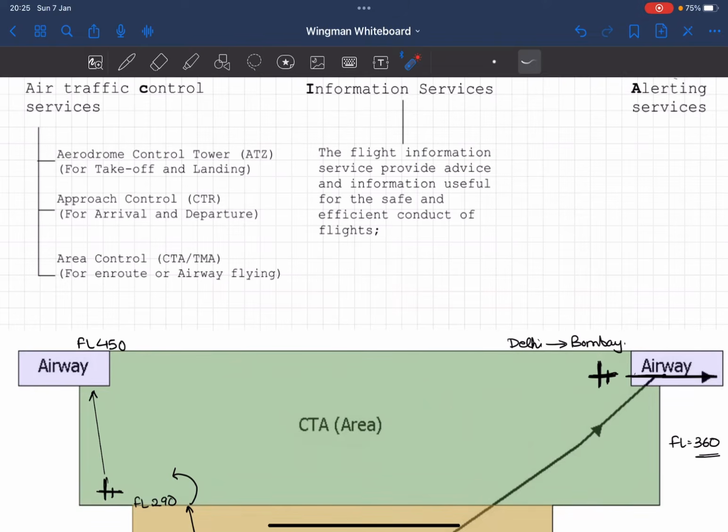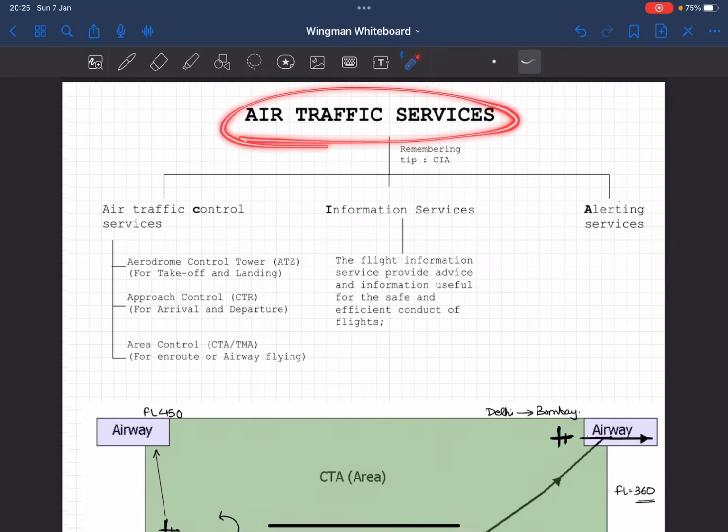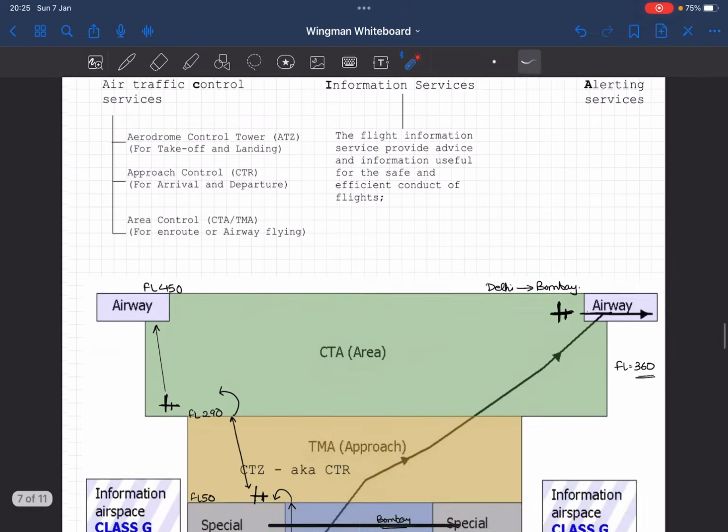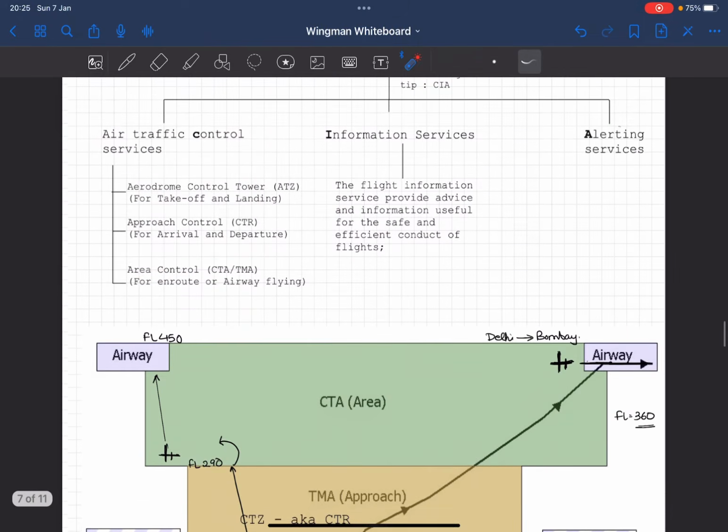Okay, this broadly explains what ATS services are. ATS services are the three of them: control, information, and alerting services. Control has three parts: control tower, approach control, and area control. This is how it looks in the side view, and the responsibilities are given here. Information services provide you with information which is required during the flight for safe and efficient flying, and the alerting services provide you information and search and rescue services.